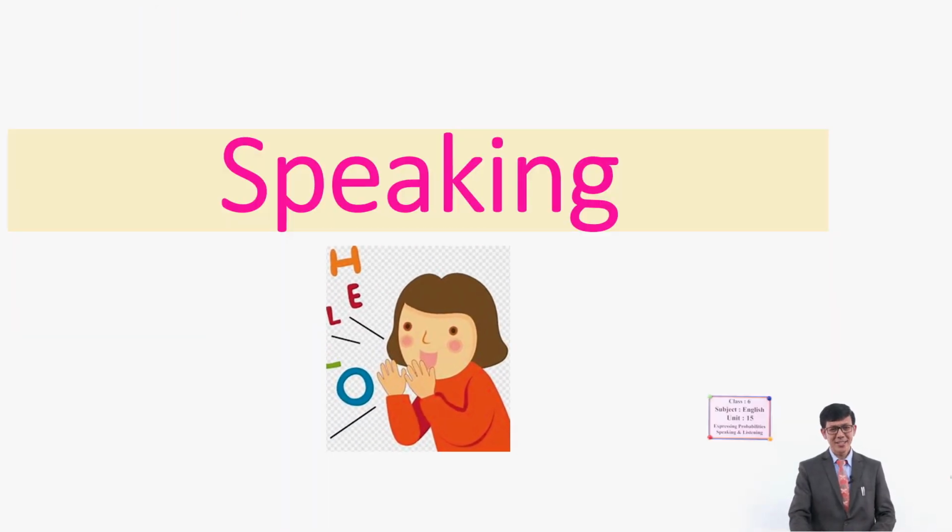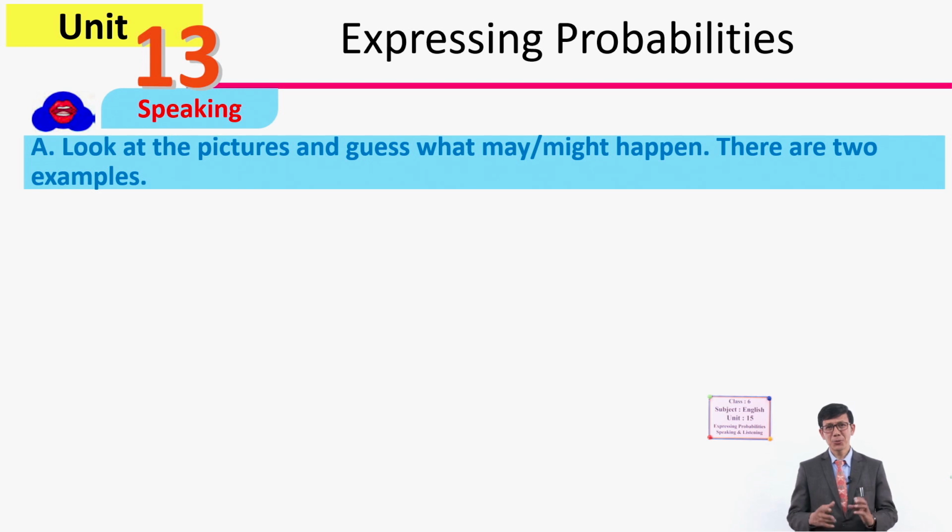Okay. So, what do we do under the speaking section today? Very good. You will look at some pictures and guess what may or might happen there. I'll show you pictures along with some examples. And based on those examples, you have to try to make possible guesses about what may or might happen there. Are you all ready?